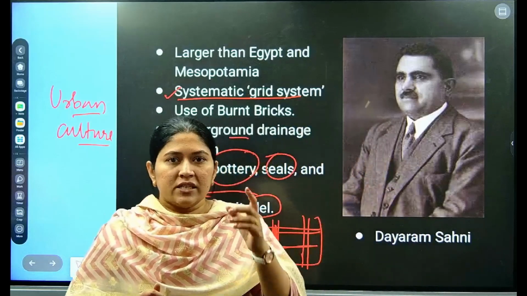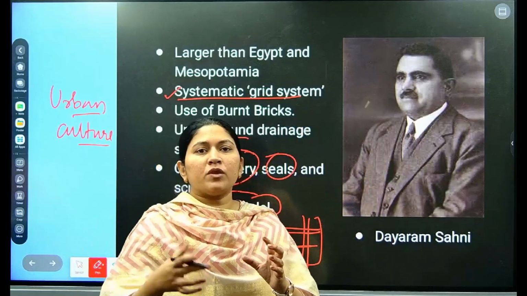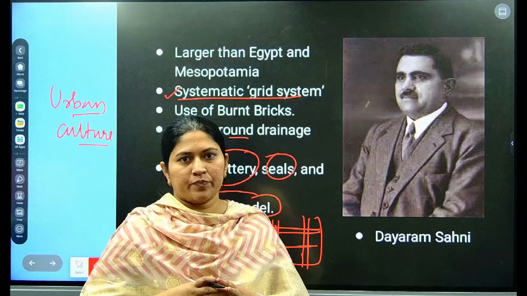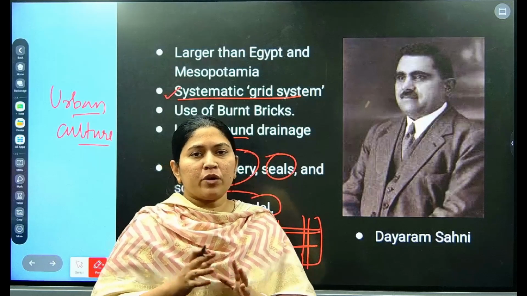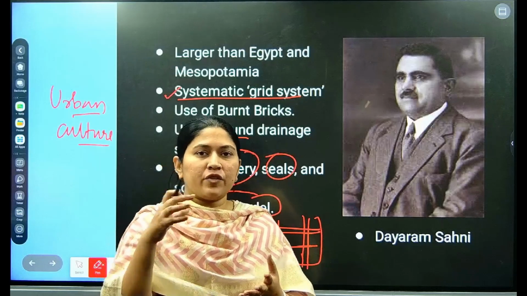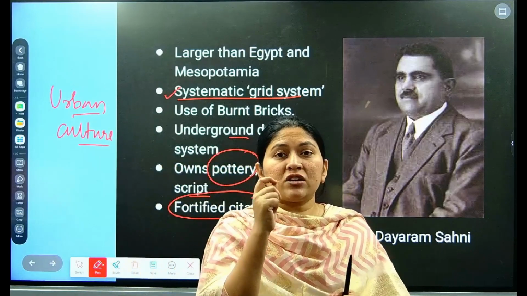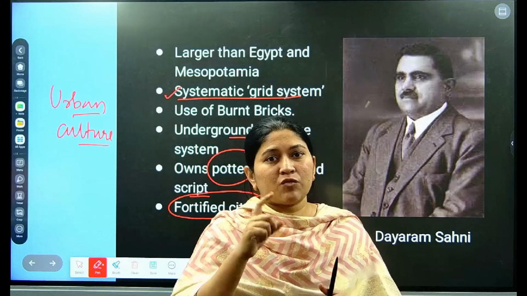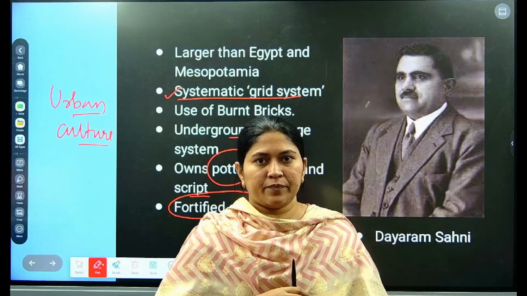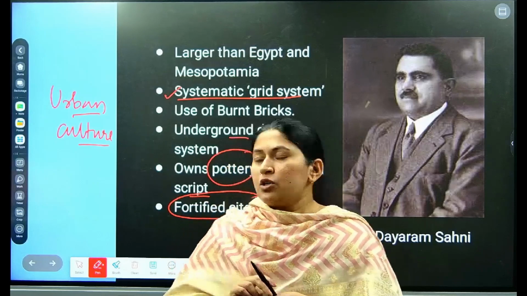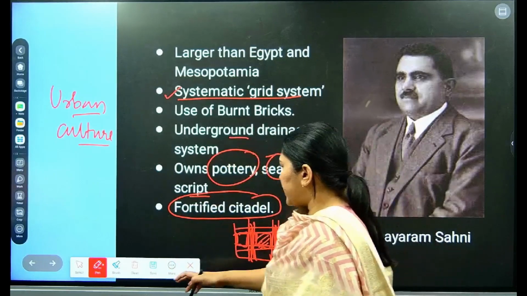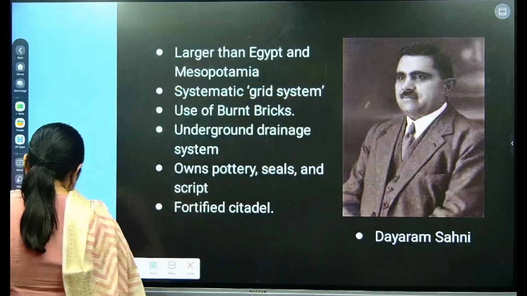Beyond this, these houses were built from burnt bricks. They were not built from mud. Okay, they were firstly built by burnt bricks. So it talks about the construction sector that was evident during that time. Okay, so these are the evidences which Dharam Sahni got from these sites.